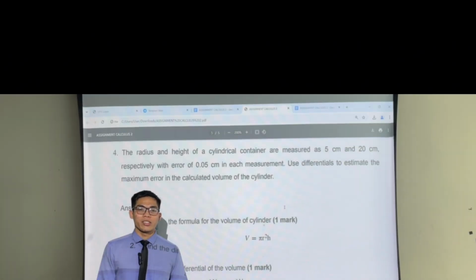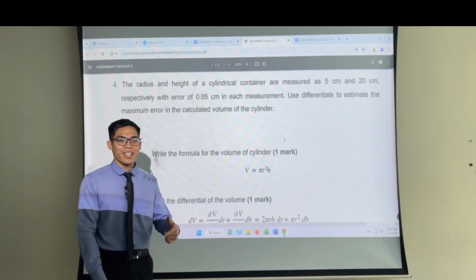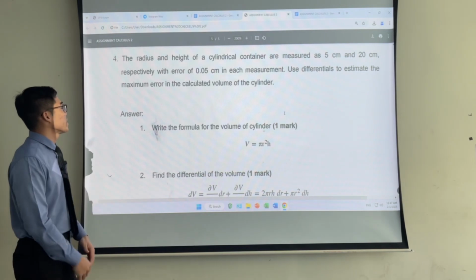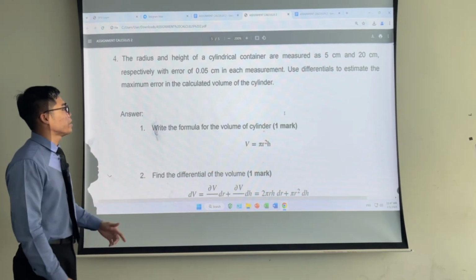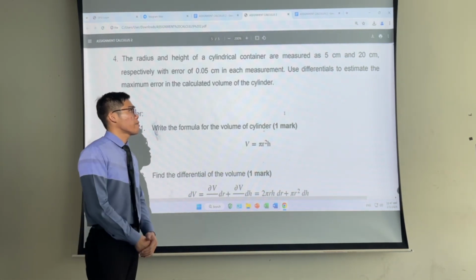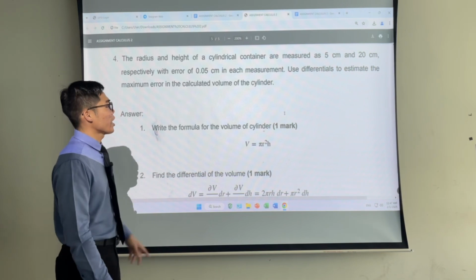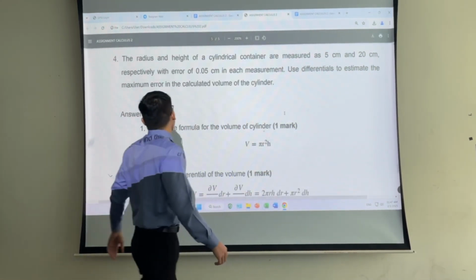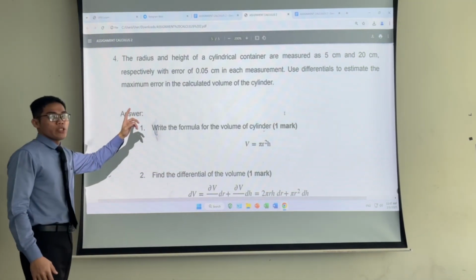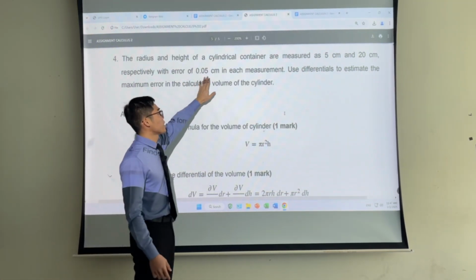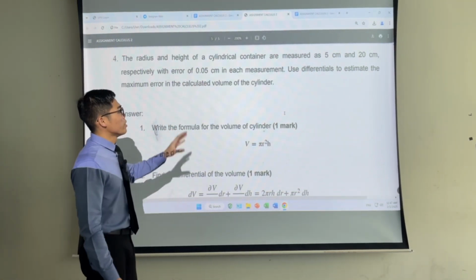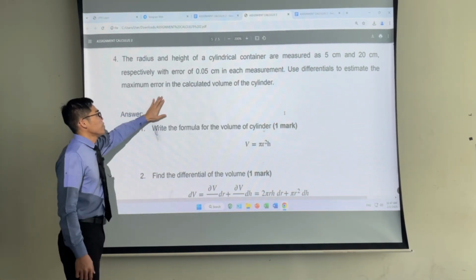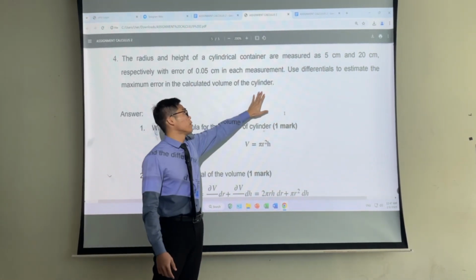So we go to the next question about daily life application. Okay, first, the question: the radius and height of a cylindrical container are measured as 5 cm and 20 cm respectively. Okay, that is the first hint. With an error of 0.05 cm in each measurement, this is the second hint we got. Use differentials to estimate the maximum error in the calculated volume of the cylinder.